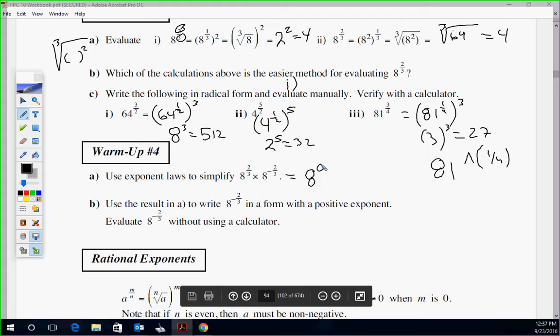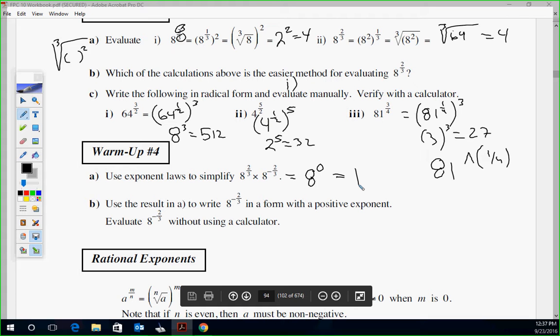Technically there's just an 8 there, but the exponent is 0, and that's important because anything to the 0 power is what? 1, not 8. So that's the only reason I had to adjust what he said there. So we had a 2/3 plus a negative 2/3, which is 0. Anything to the 0 power is 1.